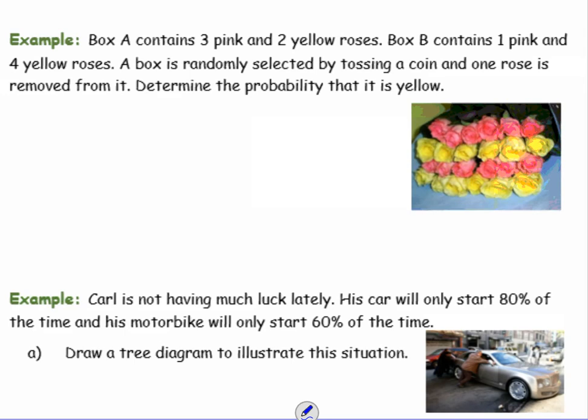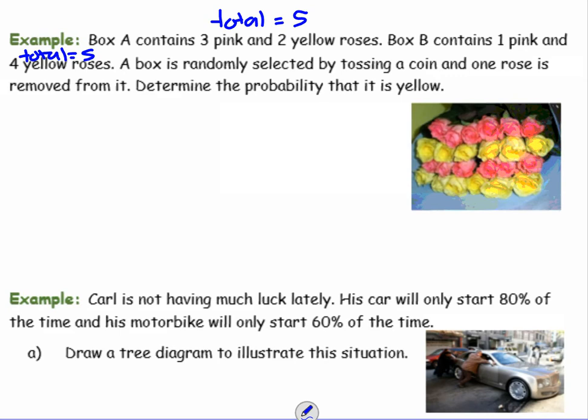Next example. Box A contains 3 pink plus 2 yellow roses. So how many is that in total? Total equals 5. Box B contains 1 pink and 4 yellow roses. So that's again total 5. So 2 separate boxes. A box is randomly selected by tossing a coin, and 1 rose is removed from it. Determine the probability that it's yellow.